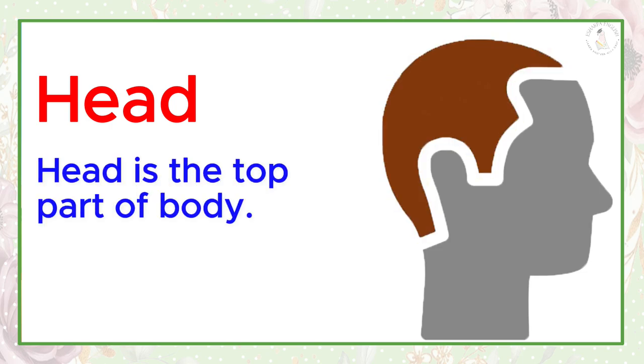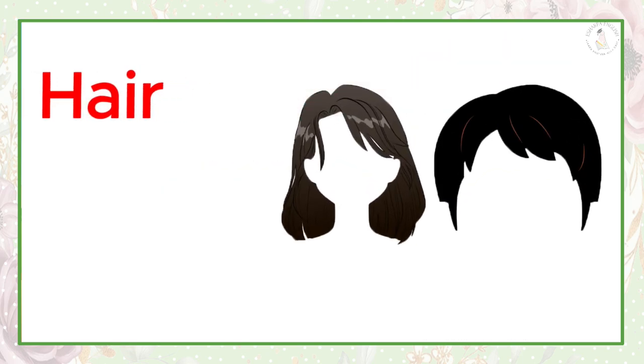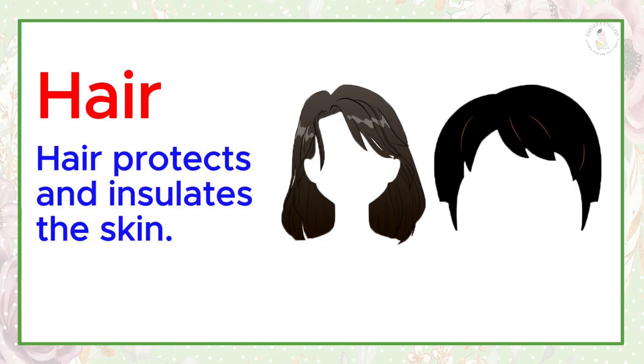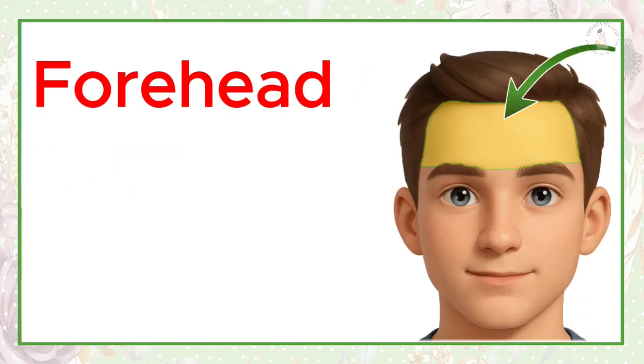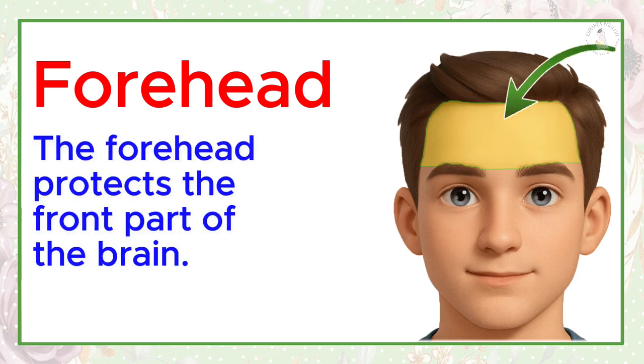Head. Head is the top part of body. Hair. Hair protects and insulates the skin. Forehead. The forehead protects the front part of the brain.